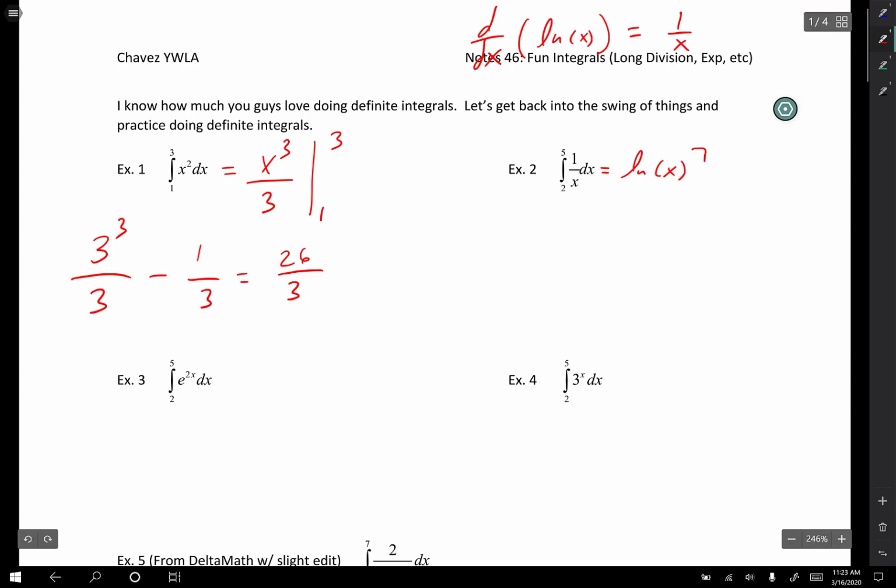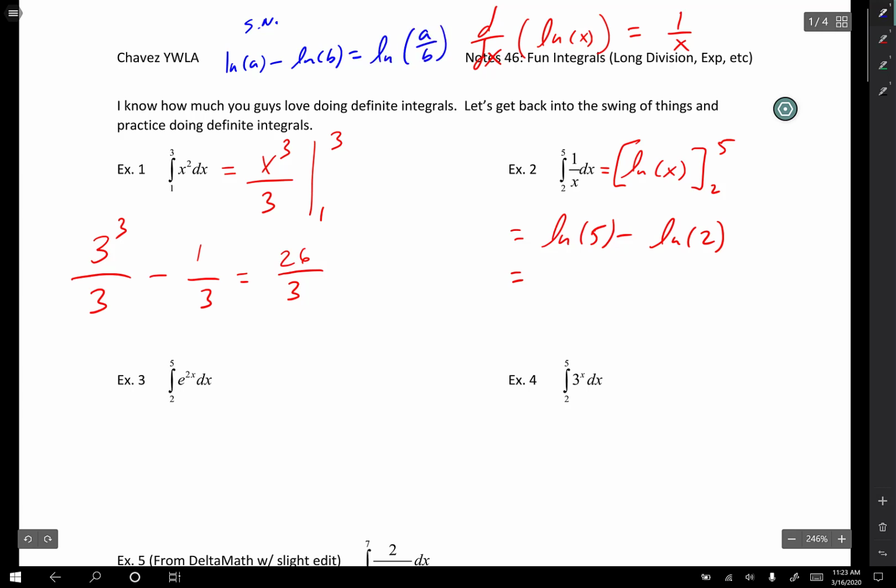I'm going to put a 2 in the bottom, 5 on the top, and I'm just going to do upper minus lower. So this is the same thing as saying ln of 5 minus ln of 2. Now, we can use properties of logs because ln's are kind of like exponentials. They're similar. So properties of log, guys, side note. If you have ln of a minus ln of b, that's equivalent to a single ln of a over b.